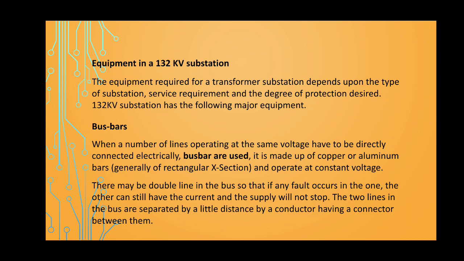So there may be a double line in the bus, so that if a fault occurs on any one, then the other can still carry the current and supply to the other device with the help of that healthy line. The two lines in the bus bar are separated by a little distance by a conductor having a connector between them. So this is the function of the bus bar.